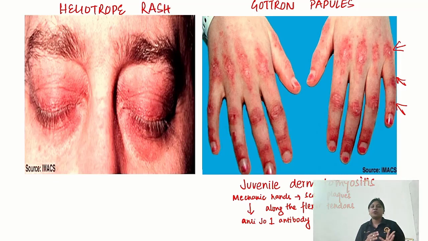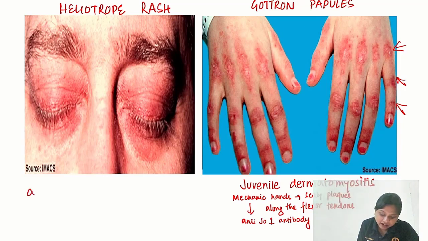So, heliotrope rash with Gottron's papules. Heliotrope rash with Gottron's papules is what you can get in something which is known as juvenile dermatomyositis. So, we understood the dermatological manifestations of juvenile dermatomyositis. Now, already I told anti-Jo1 antibody associated with mechanic hands and JDM.